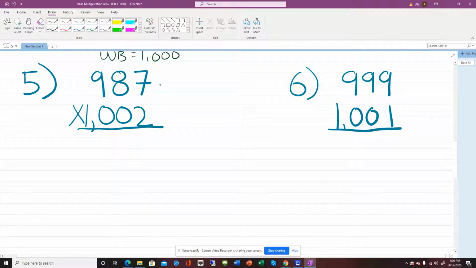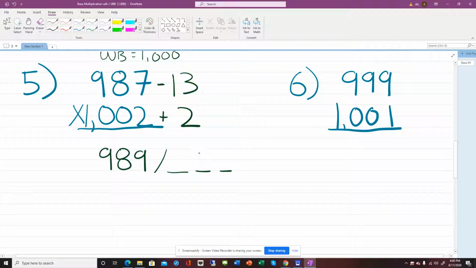So this has a deficiency of 13 from 1,000, and this has a surplus of 2 from 1,000. So I would cross add this way and get 989, first part of my answer. Okay, let's put a slash. Now, negative 13 times 2 is negative 26. So let's put a bar, and we're going to fill this in with 0.